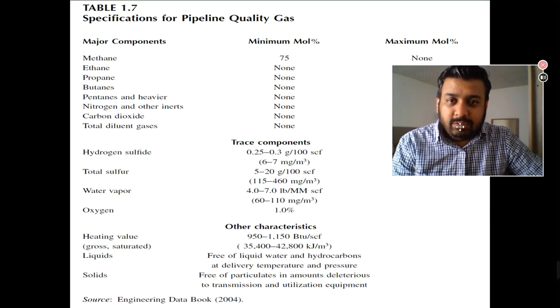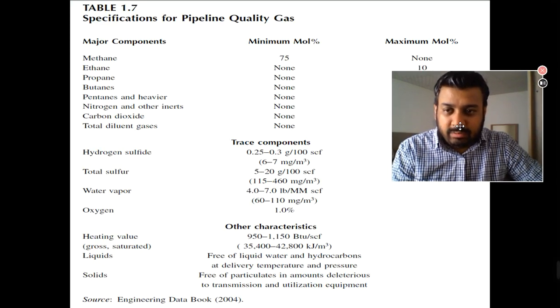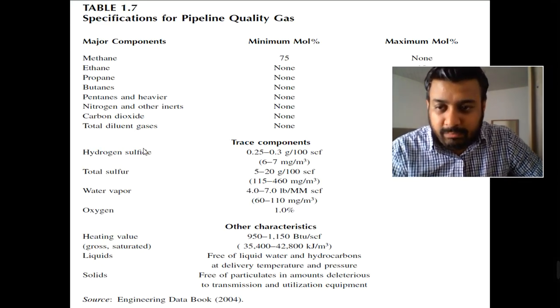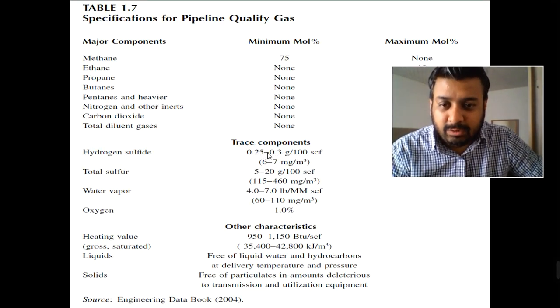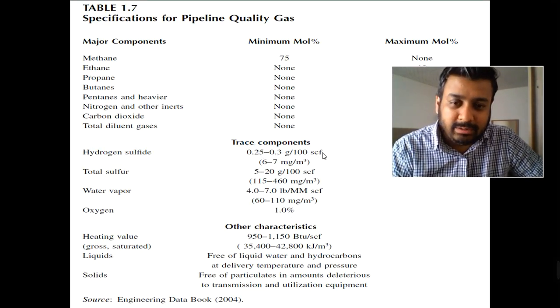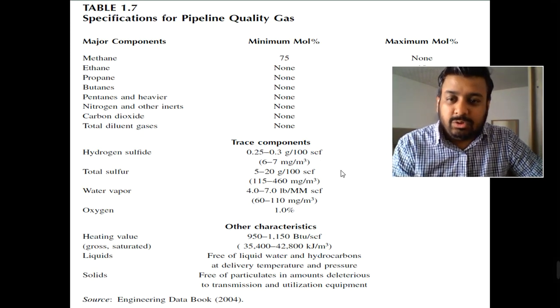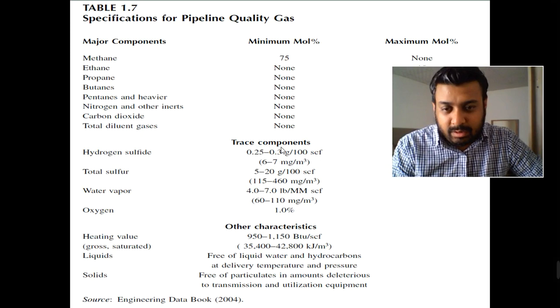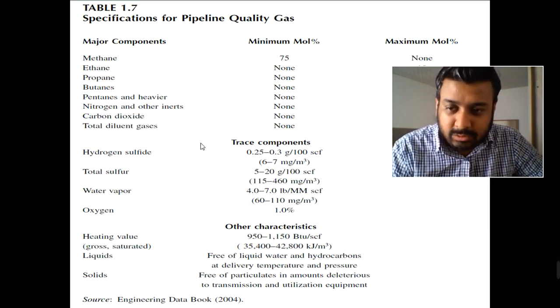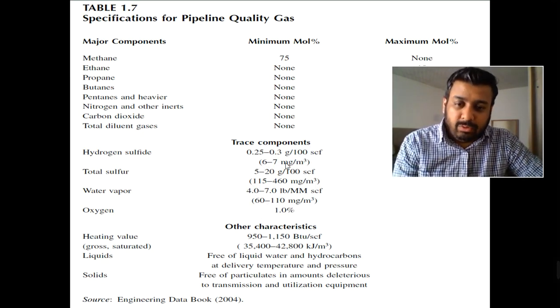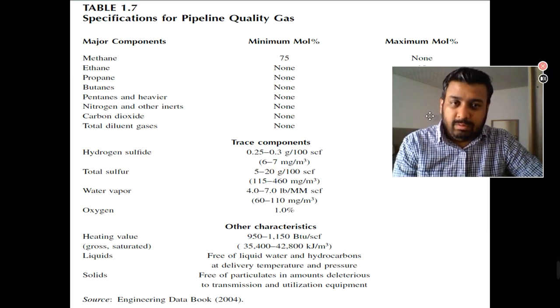Now, when we talk about natural gas processing, what are we looking for? For example, hydrogen sulfide has to be 0.25 to 0.3 grams per 100 SCF, standard cubic feet. It should not be more than that. These are the minimum and maximum limits of the contaminants that should be in the natural gas. Otherwise, we have to remove them. If there is H2S or water vapor or oxygen more than those values, we have to remove them.